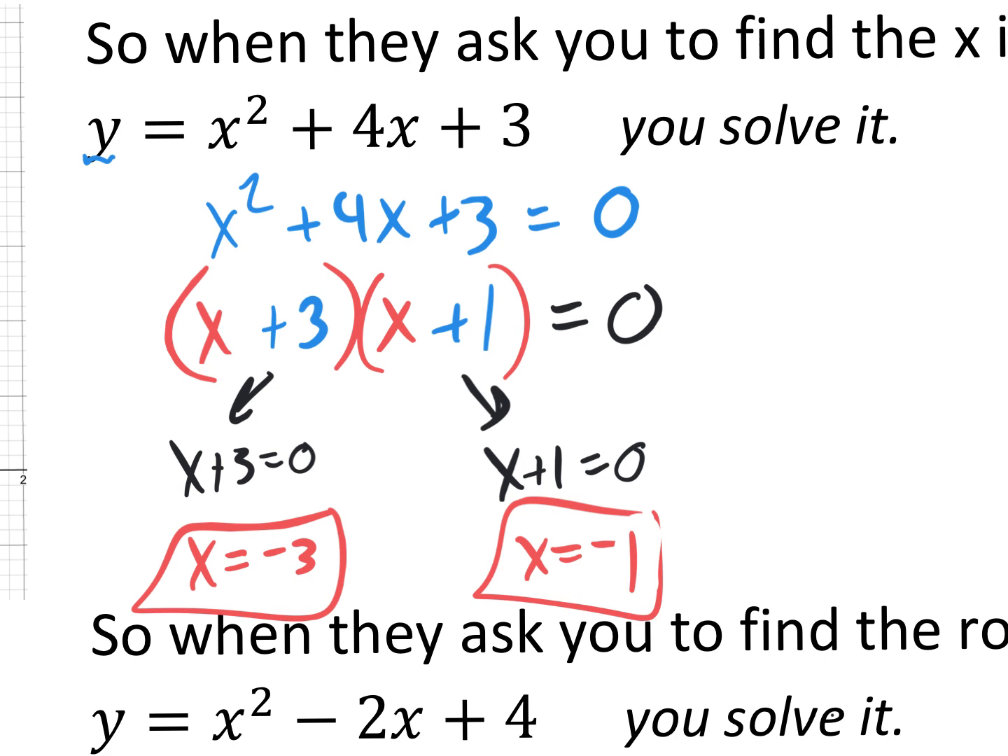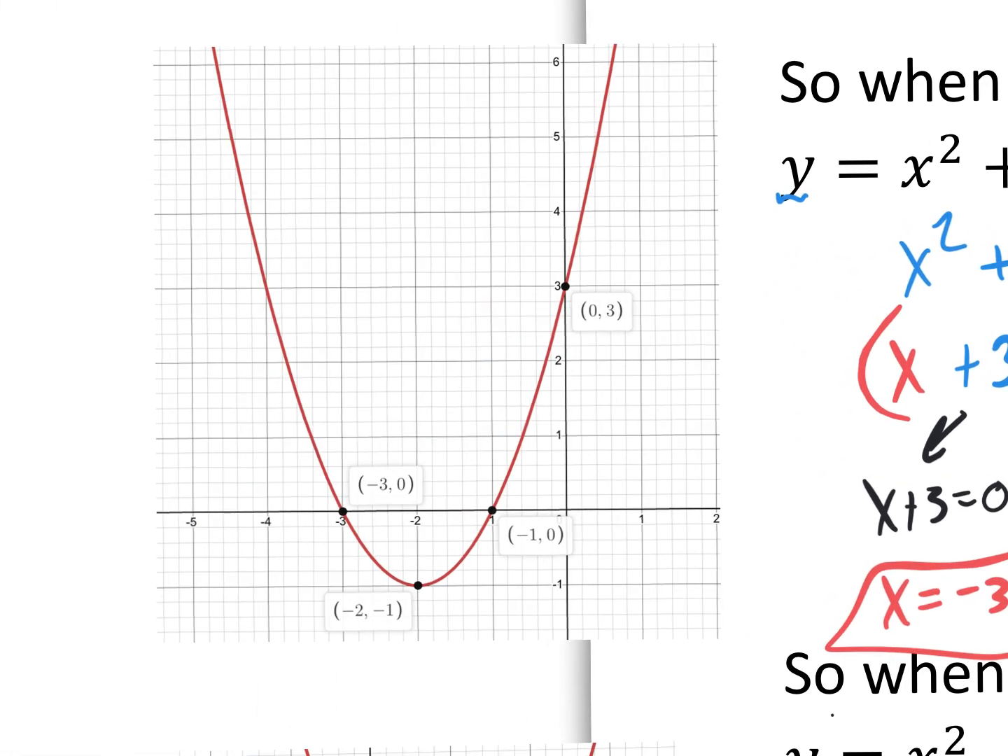Now, was that difficult? No. Is there an easier way to do it? Yeah. You could go to Desmos and you could type it in, and voila, you're going to be able to identify where it crosses the x-axis. So it crosses at -3 and at -1. So that means that my answers are -3 and -1.